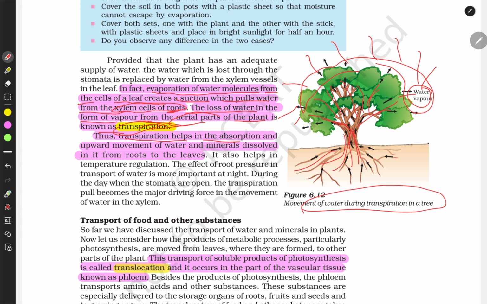Thus transpiration helps the absorption and upward movement of the water and minerals absorbed from the roots to the leaves. So transpiration is a process by which the water and the minerals are pulled up from the soil to the top of the tree.